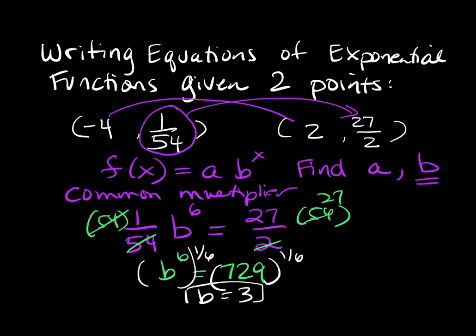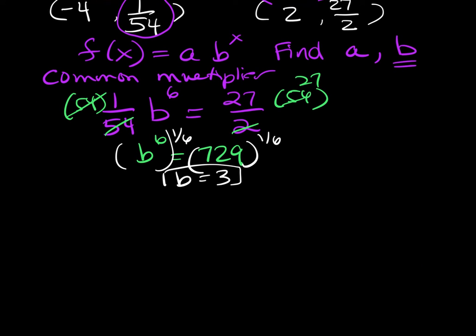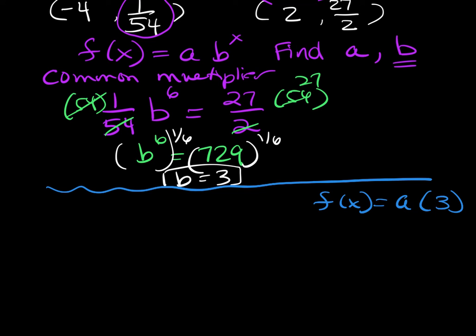So that means in this function our common multiplier is 3. If we want to test to make sure this is right, if we took 1/54 and multiplied it by 3 six times, we should get to our new output of 27/2. Okay, so now let's see what else we need to find. The next part is to find our initial value. We've got our b, so we know our function has a common multiplier of 3, so our function is looking like this so far, and we still are looking for a.